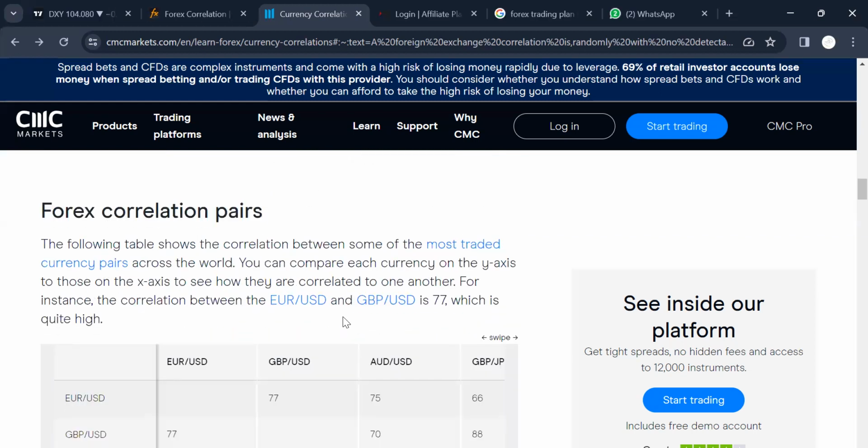So now let me just have a brief discussion here. We move to myfxbook.com. That is much better. Now, forex correlation pairs. The following table shows the correlation between some of the most traded currency pairs across the world. You understand? You always have to look out for the most traded pairs.